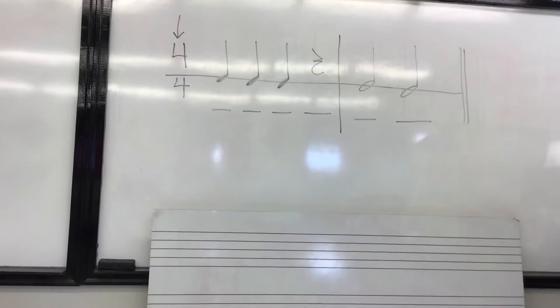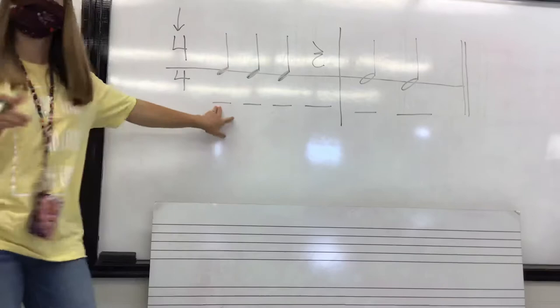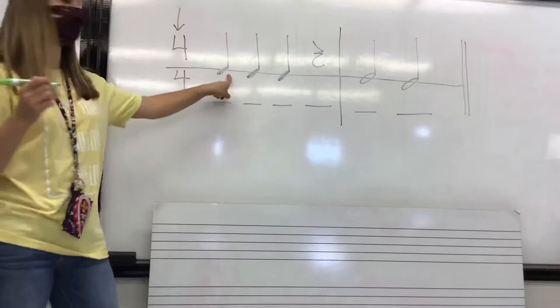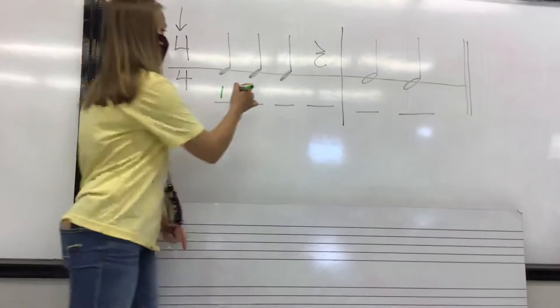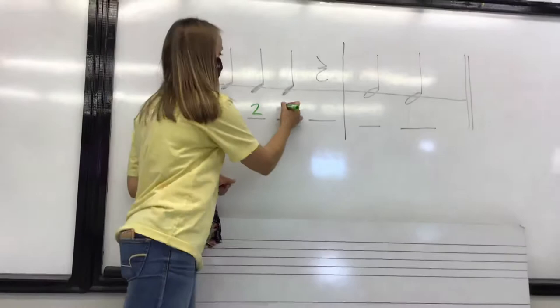Okay, so we have 4 beats per measure, so we need to identify where all of them are. So let's go on ahead and fill in the blanks. What goes in this first blank? Grayson? Beat number 1. Good job, because this is a quarter note and it only gets 1 beat. Good. What goes in this one? 2. Okay, there's the second beat. Okay, what goes in this blank? Basie? 3. Not 2. 3. Yes, it's 3 because we have our third beat.